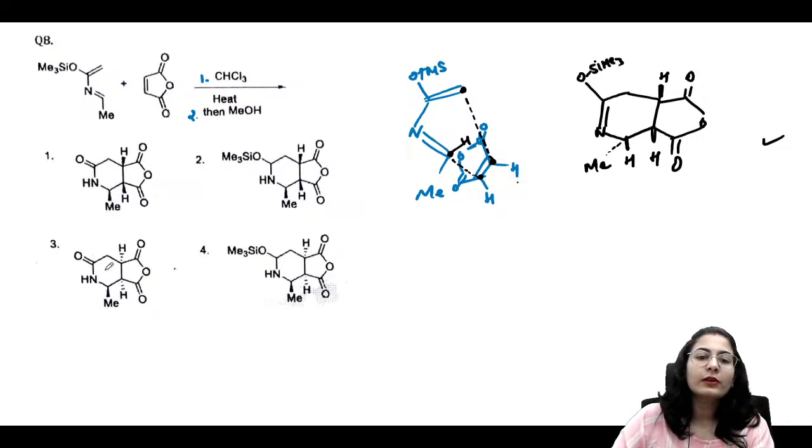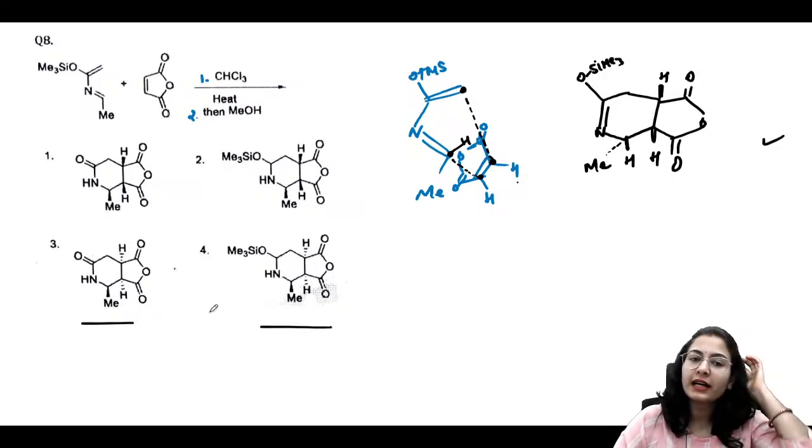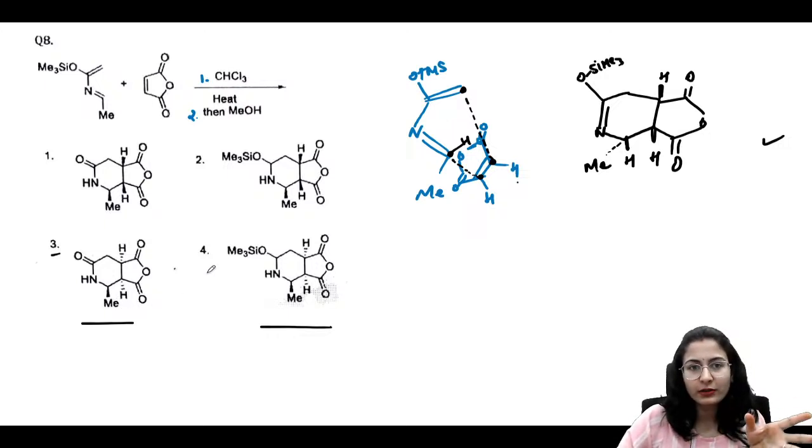Isn't it? Look at this. All the hydrogens are below. Look at option number 4. In option number 4, all the hydrogens are below and the methyl is above. In option number 3 also, all the hydrogens are below and the methyl is above. But it's not the enantiomer, there is a small change. So we will think about the change.